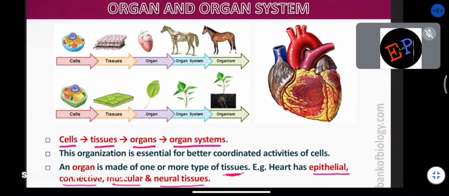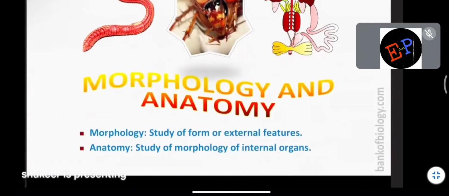And definitely heart is made up of connective tissues for protection and connection. Muscular tissue is present in the heart, cardiac muscle is present. And nerves also are present in the heart. So neural tissues are also present. Clear? That's it.